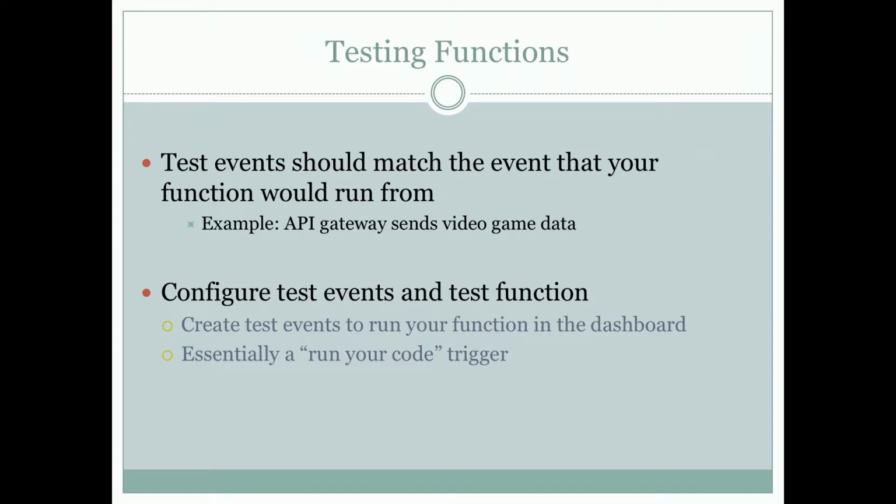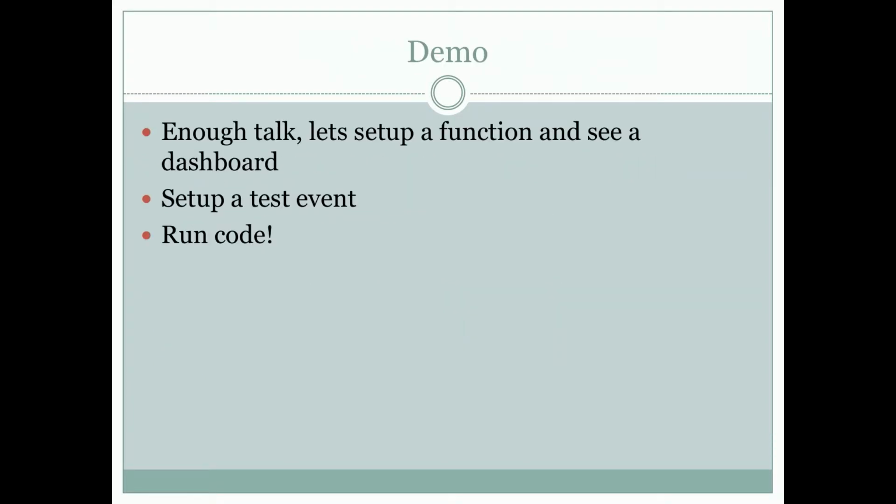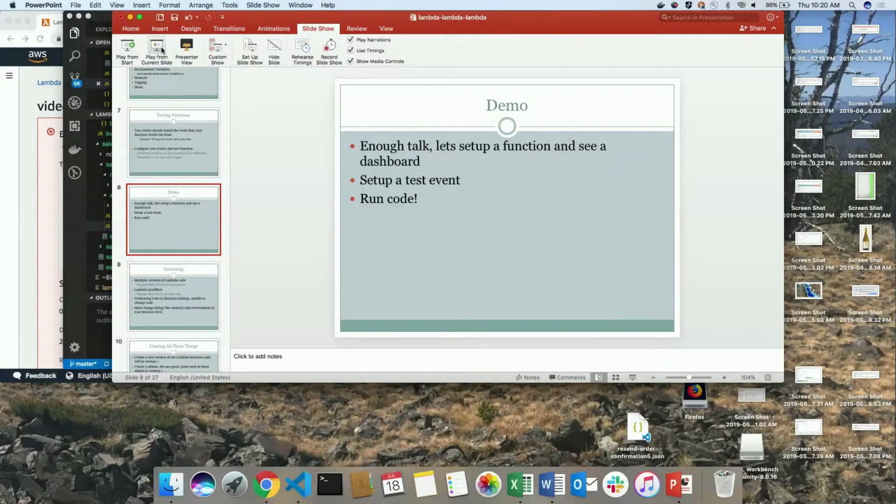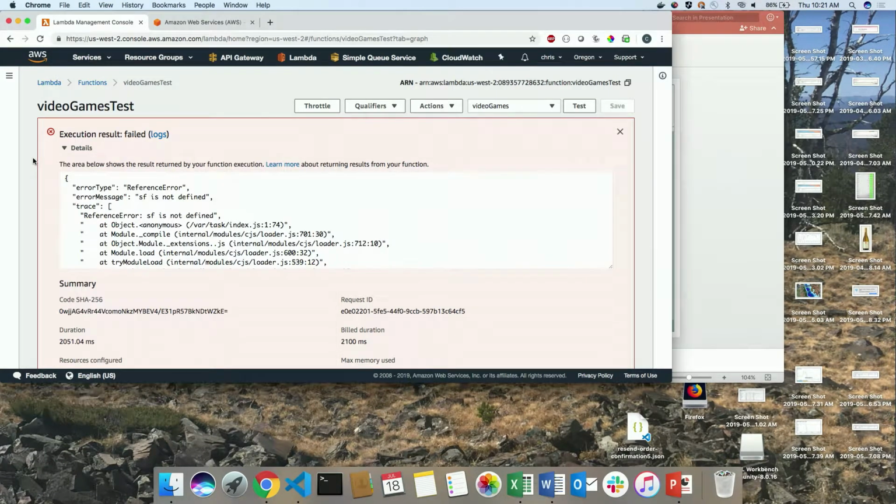We can also test our functions, which basically means run the code. So we go to the dashboard, we create a test event, and then we run it, and we can see the outputs right there on the dashboard in the console. So enough talk. Let's just do this. I figure might as well do a live demo instead of a bunch of slides. So I'm going to log into my AWS account here.